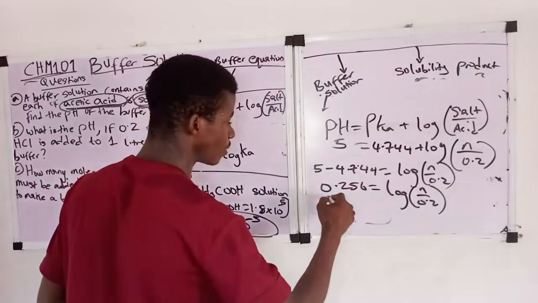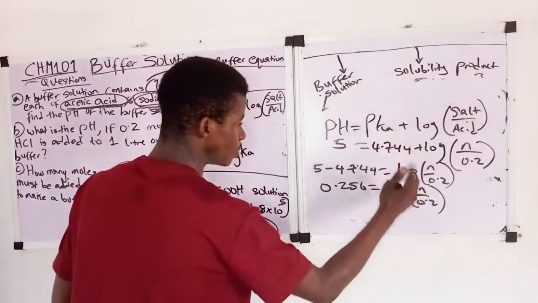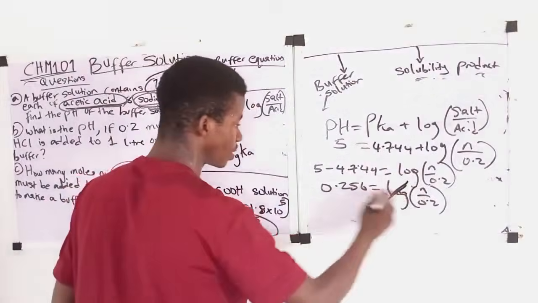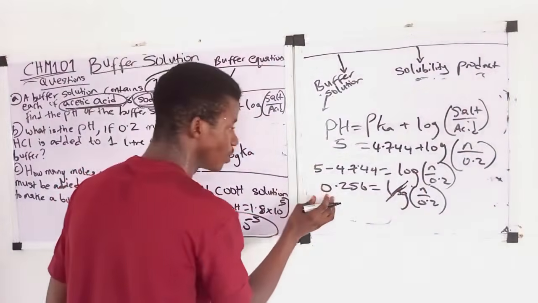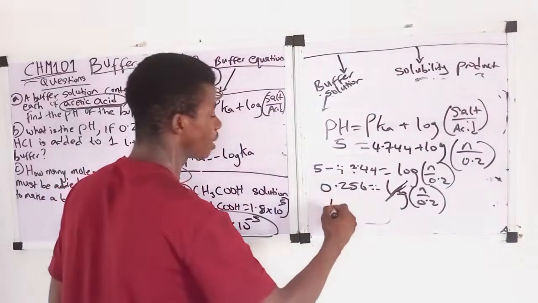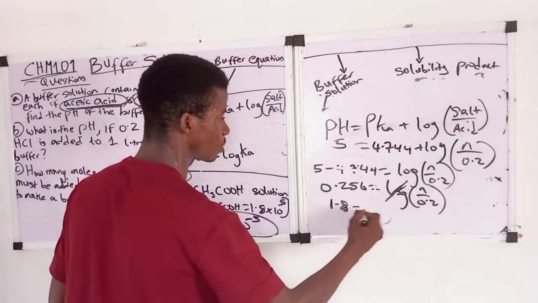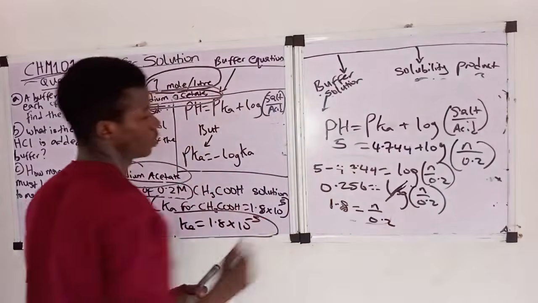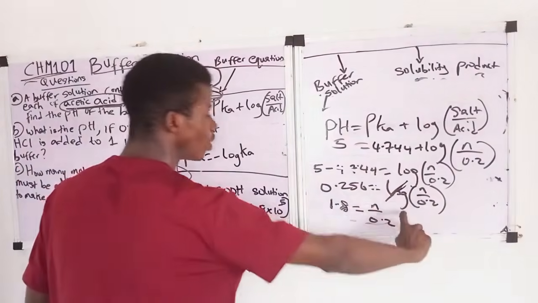If you take the anti-log of both sides, the anti-log will cancel the log. So the anti-log of 0.256 is 1.8. Now we are left with 1.8 equals n divided by 0.2. Remember, to remove the log, we take the anti-log of both sides.